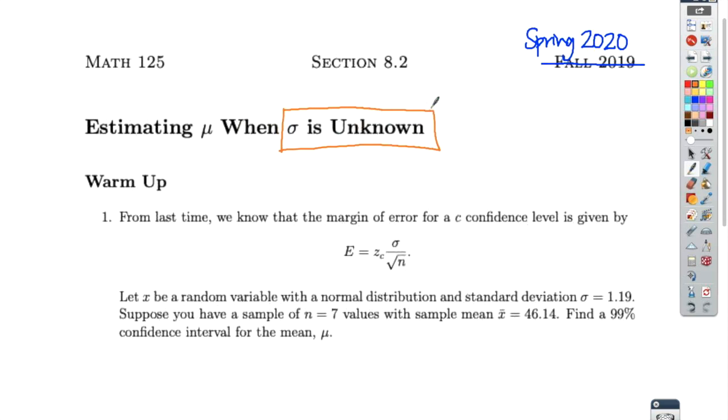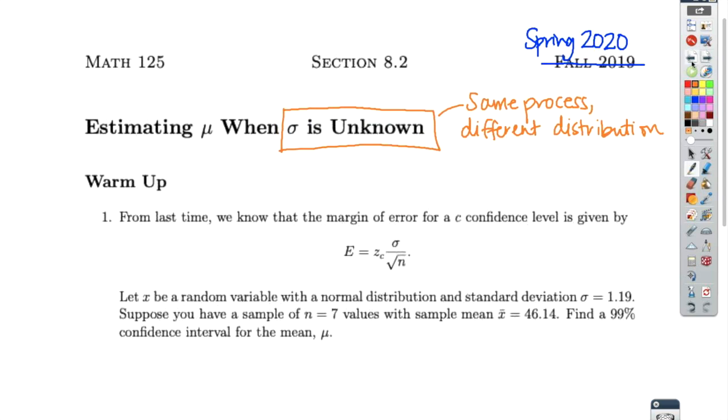Now, just to give you an overview of how this is going to go, it's going to be the exact same process. We're almost even going to use the same formulas. It's going to be the same process, but with a different distribution, which really just for us means a different table.